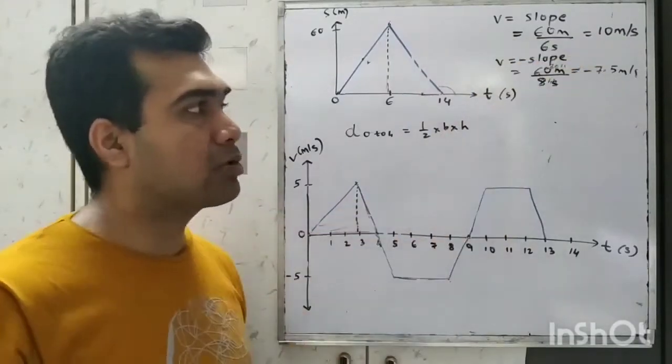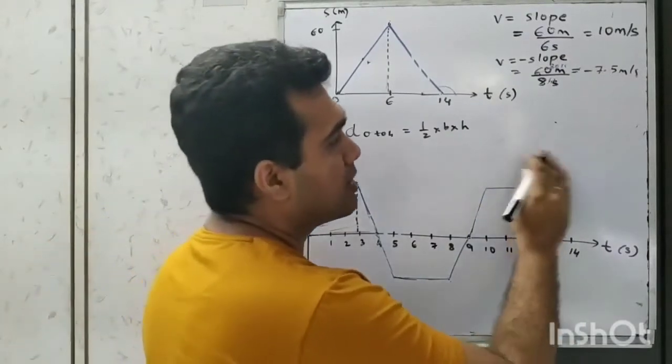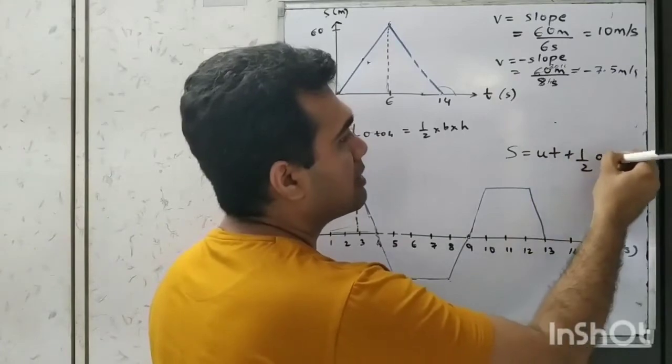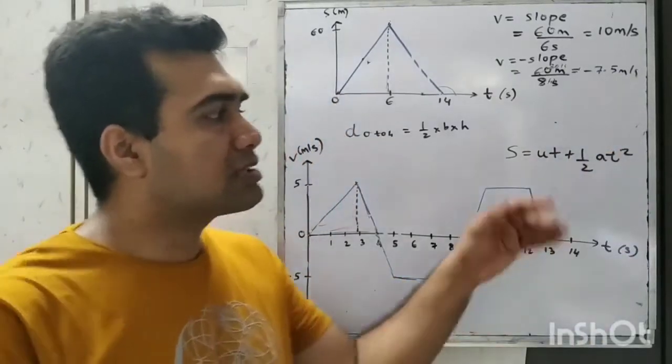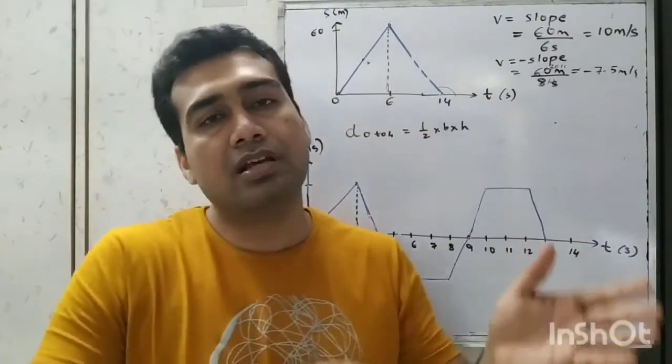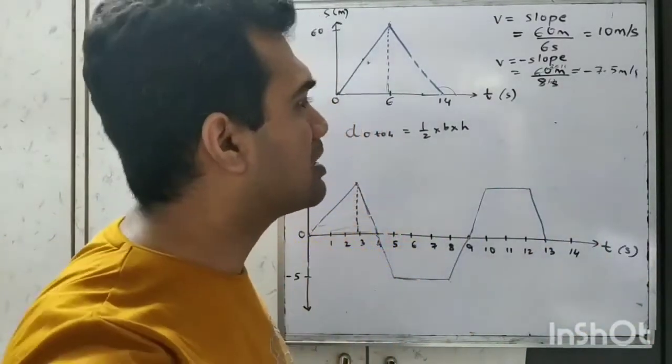Algebraically, if I had to calculate the displacement, then the equation would be displacement is equal to ut plus half at square. More about this formula later. But right now let me teach you the graphical method. Then I'll teach you the formula method. In exam you can use either.